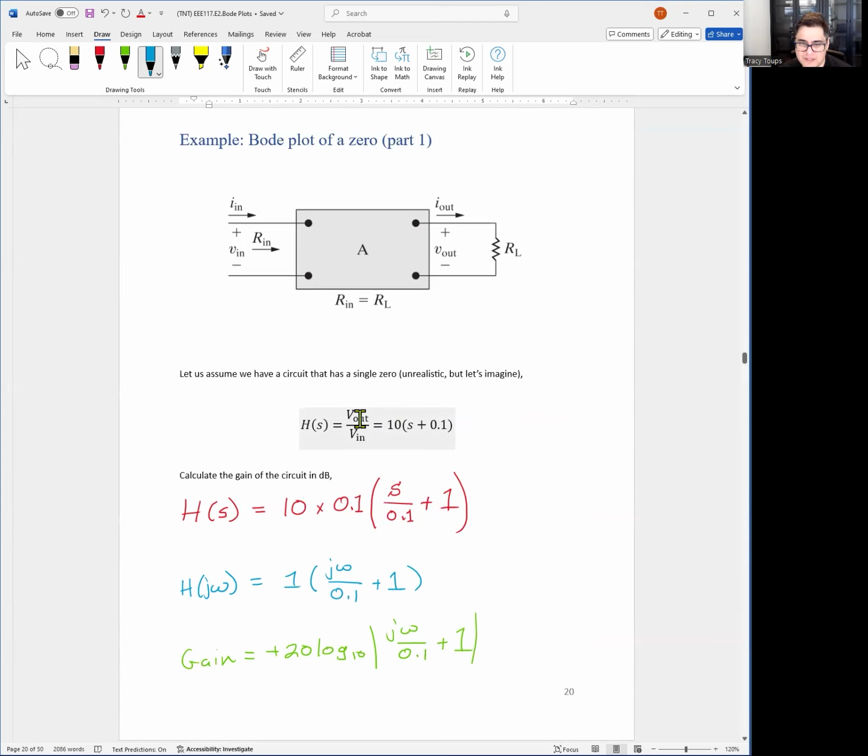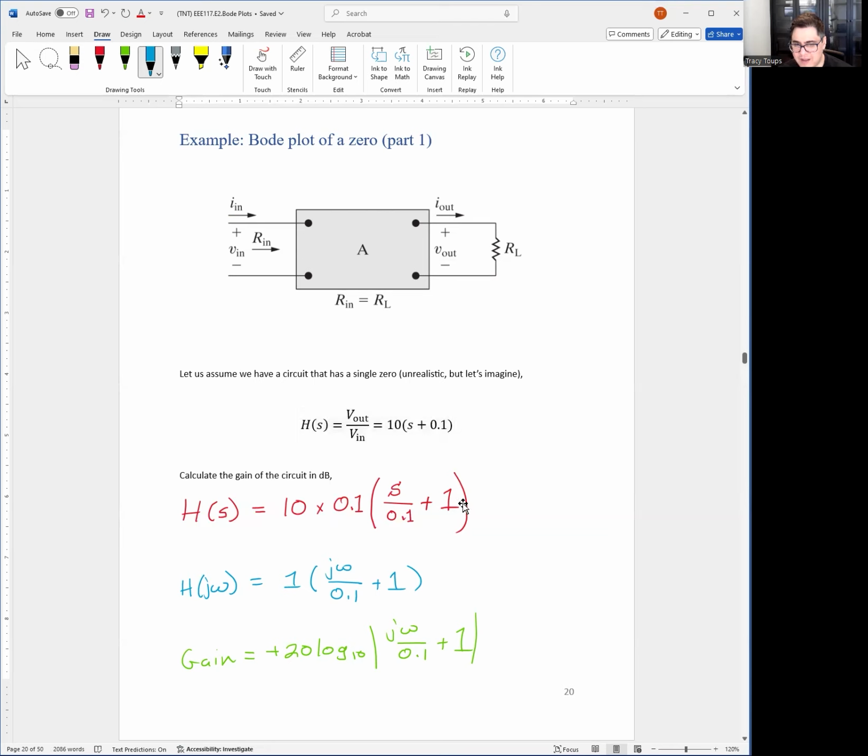So here we have H(s) is Vout over Vin. This is 10 times (s plus 1) over (s plus 0.1), right? So we take this s plus 0.1, we need to convert that 0.1 to 1 to make the number simple. So how do you do that? Well, we multiply everything inside by 10.